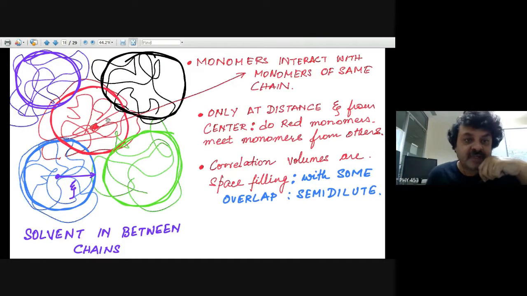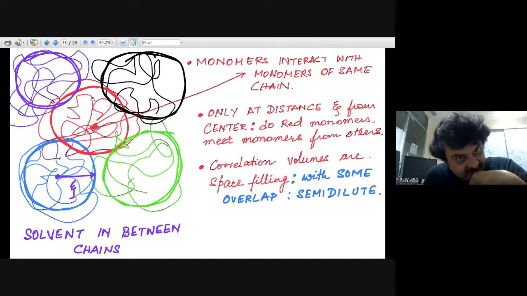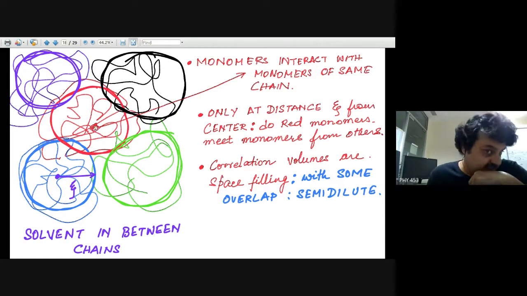Now suppose these are long polymer chains, and they have, as you see, started touching each other. So we are in a semi-dilute solution. So the idea is, monomers, this is the center of different chains, right? They interact mostly with monomers of the same chain, and only if you go to length scales above zeta, the correlation blob length scale, do monomers from different chains start interacting with each other.